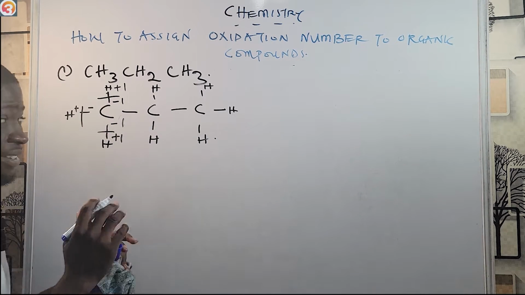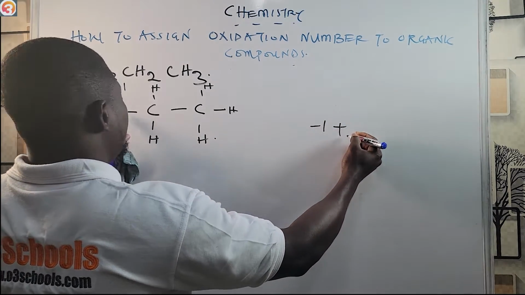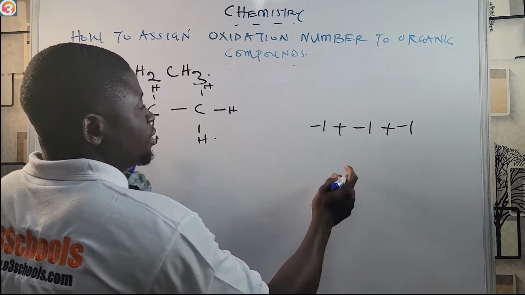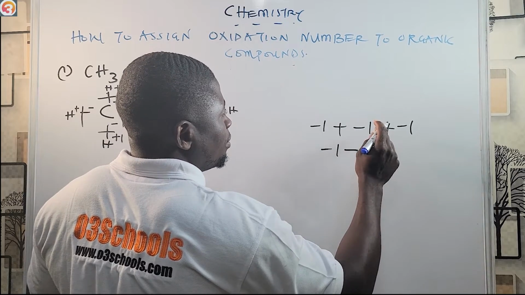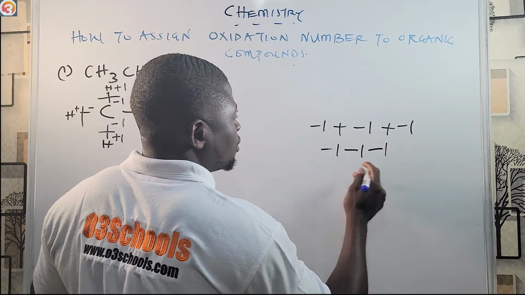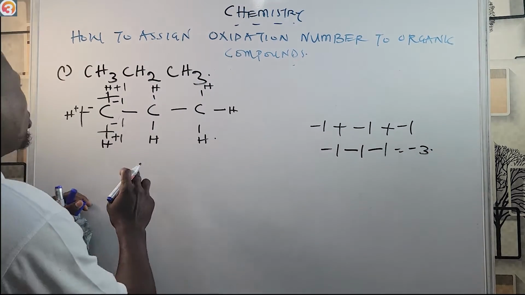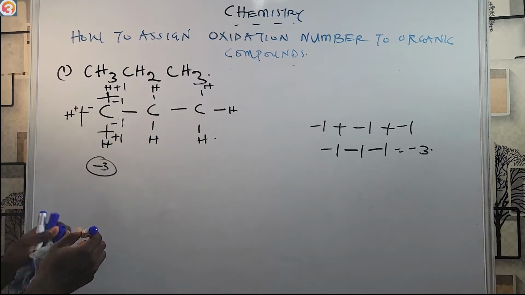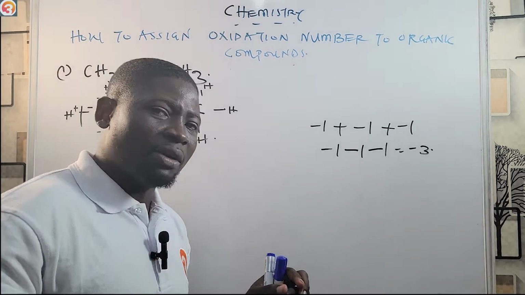Let me just put it out. This is the first and last time I'll do it. Having -1, then plus again -1, then plus again -1. So plus times minus here is minus, so -1 -1. Plus times minus here is also -1. So -1 -1 -1 is -3. That means the oxidation number of this central carbon atom here is -3. Okay, remember we have to determine the oxidation number of each of the central carbon atoms.